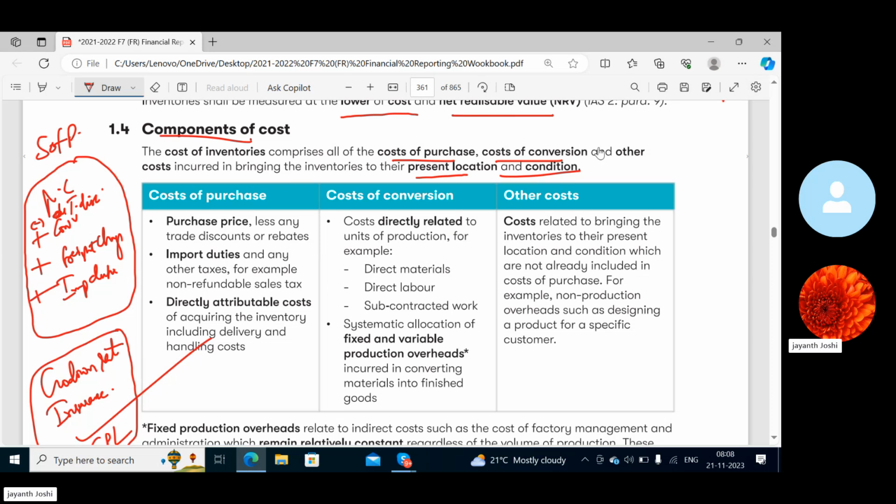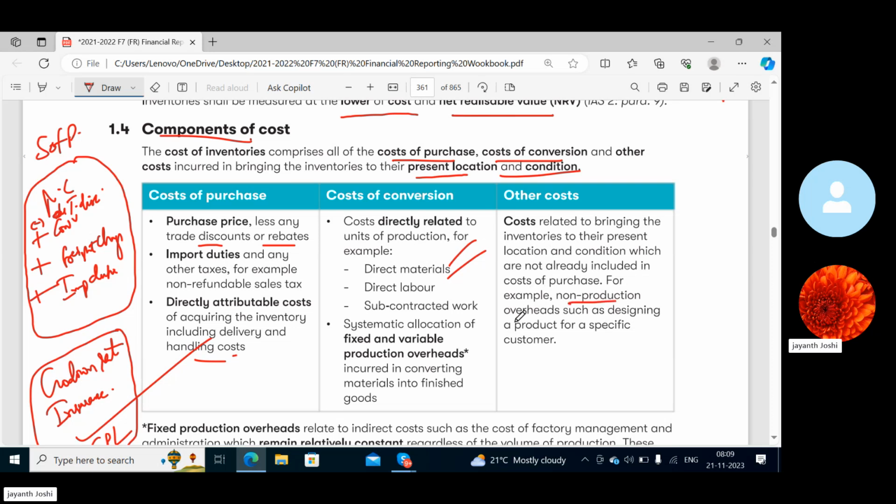listen. So cost of purchase is the purchase price less any trade discounts or rebates, plus import duties, I told, and all the directly attributable cost of acquiring the inventory, including delivery and handling cost. Conversion cost is nothing but you'll be using material, labor, and all the manufacturing overheads, etc. You'll be converting the raw material into finished goods, right? And other cost also I have explained, like cost related to bringing the inventory to their present location and condition, which are not already included in the cost of purchase.